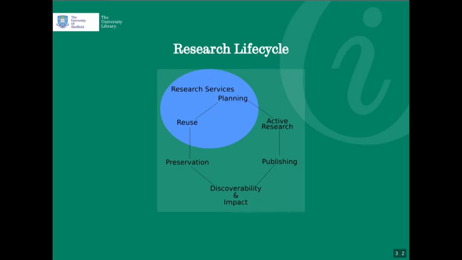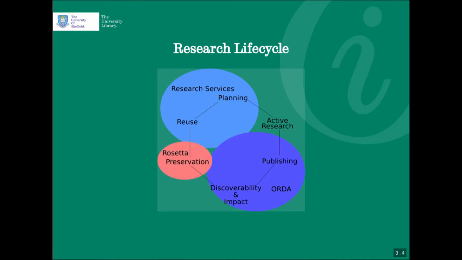And then on the other side of this life cycle, we tend not to get too involved in the active research at the moment. But we have a system called ORDA, Online Research Data, which is powered by Figshare, which provides some of the support for publishing and discoverability and impact of research. And then the gap in this that we're filling with Rosetta at the moment is the preservation, of making sure that that research which we're making available to other people is going to be around for a long time.